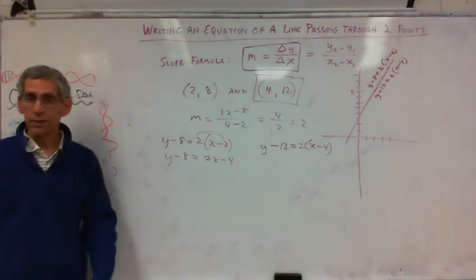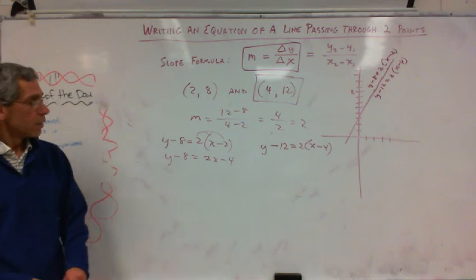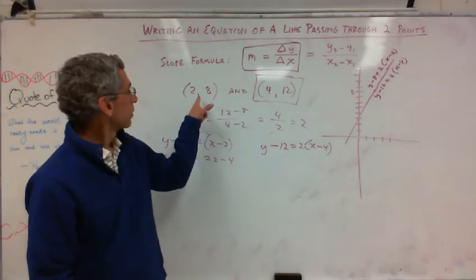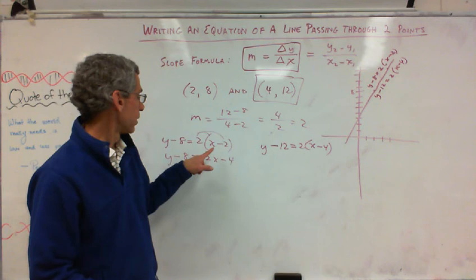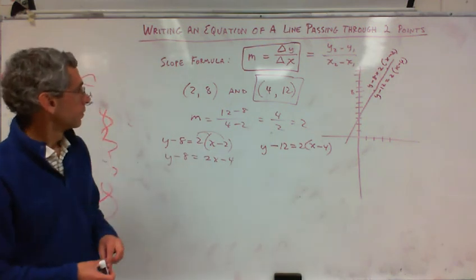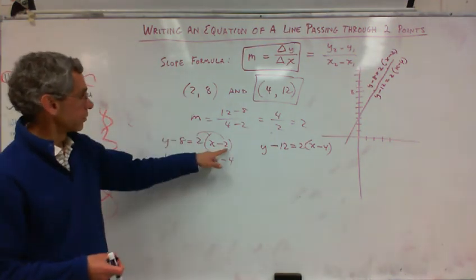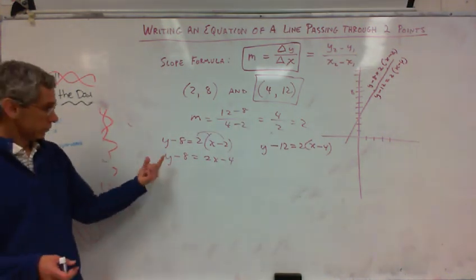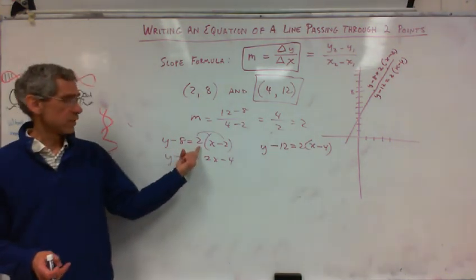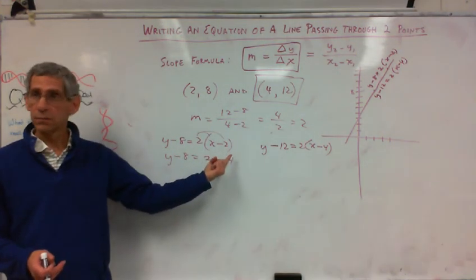I just have a quick question. Where are we getting the 2 from? We figured out the slope between these two points was 2. Oh, okay. And that's why I have the 2 there. And then that 2 is that 2. Oh, yeah. Okay?